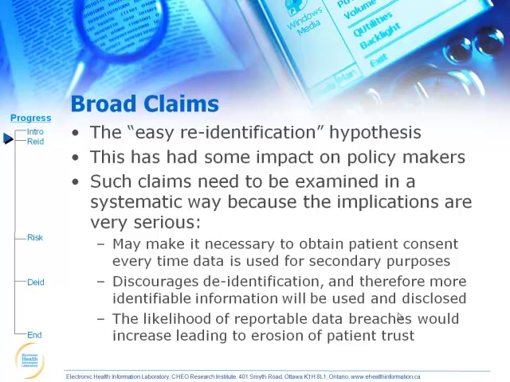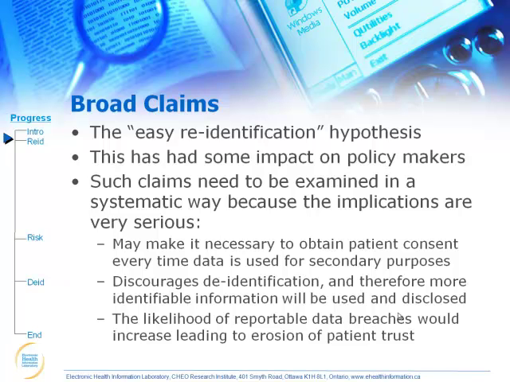Which means more identifiable information will be disclosed and shared, which actually increases the risk to privacy, because now you're going to have more identifiable information more broadly available, and the likelihood of reportable breaches also increases. Reportable breaches are reportable only if the information is identifiable. If it's de-identified, it wouldn't be reportable.